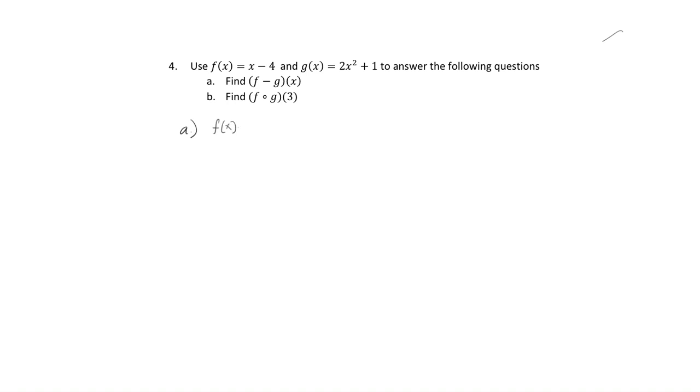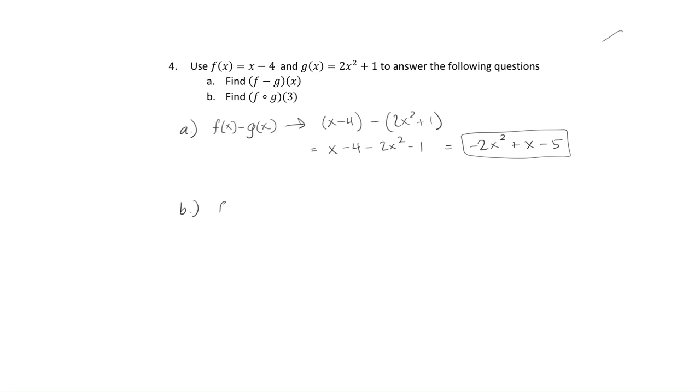So for part A, this is f of x subtract g of x. So we have f of x minus g of x, which is just x minus 4 minus 2x squared minus 1. So if we combine like terms, we have a negative 2x squared, a positive x, and a minus 5.